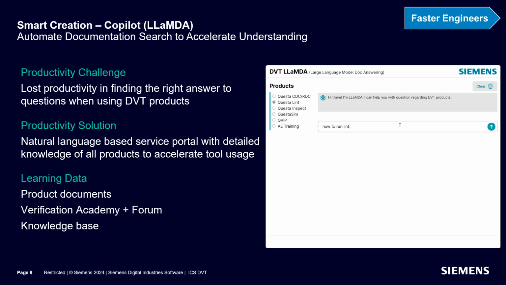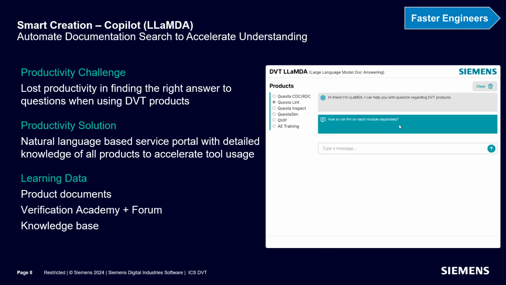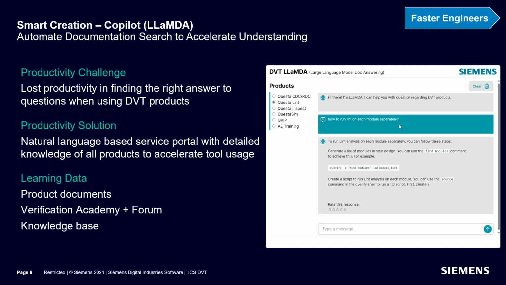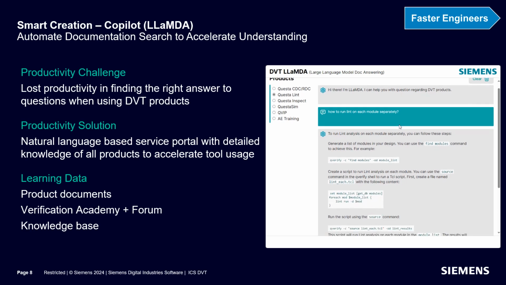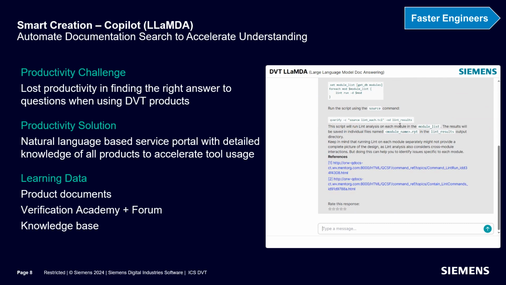Here is an example about QuestLint. We ask how to run QuestLint on each module separately, and it will not only give you the answer, but it will also show you the code, how to run it. This is very helpful, and of course, it will also show you the link to those examples, to the right page of the documentation.